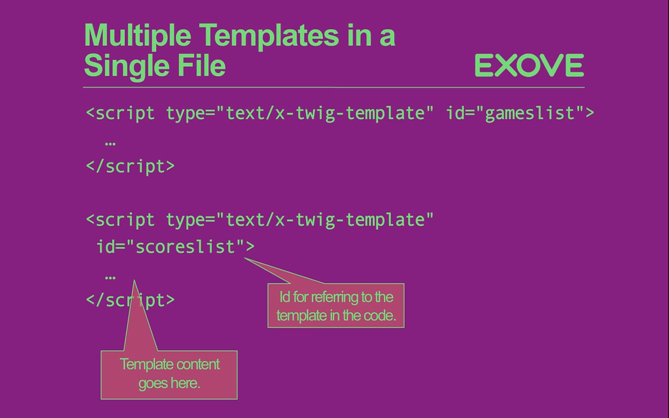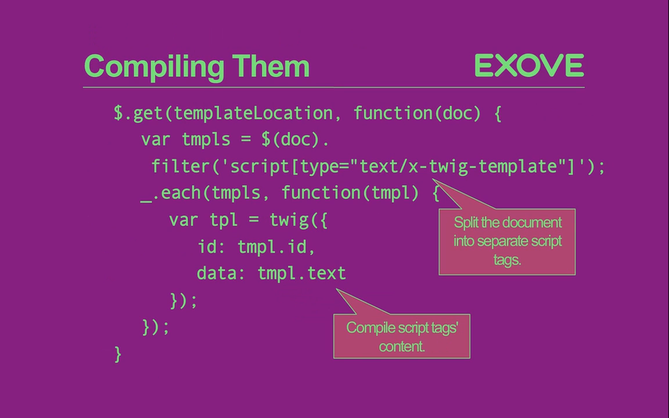Plain text. So, the content here, the ID, and then this content type. And in compilation, I'll just get one template, I split it up with jQuery, and then I compile them one by one and store them. And then I have 40 templates with one GET request available for any use that I would like to have.